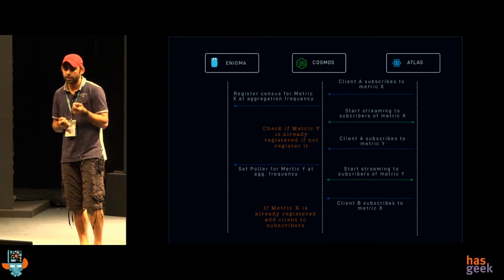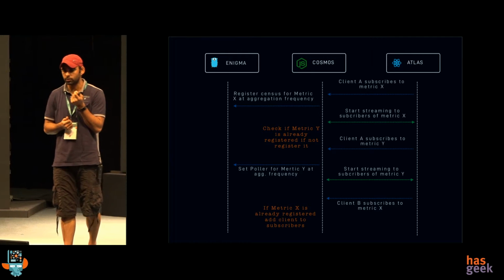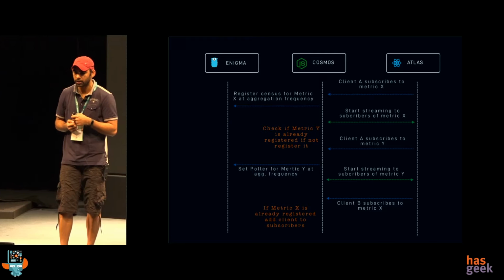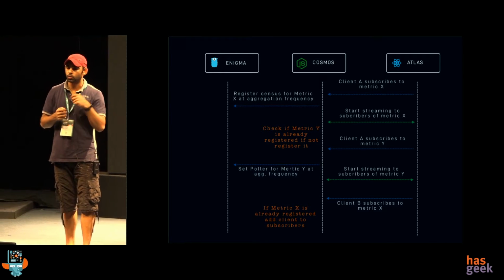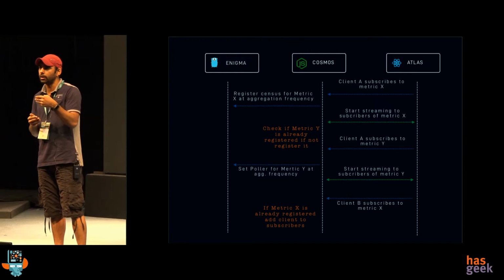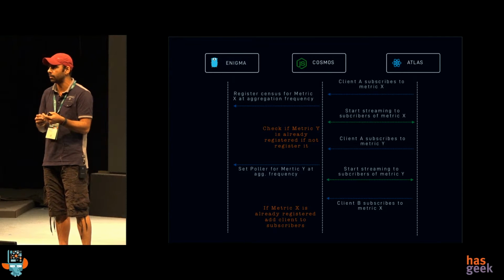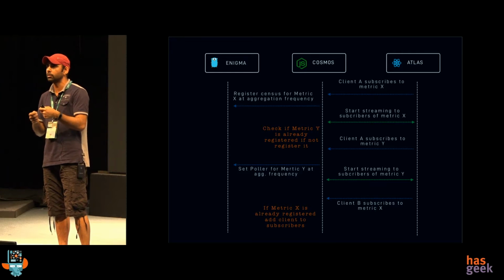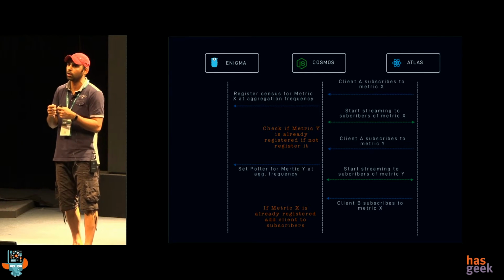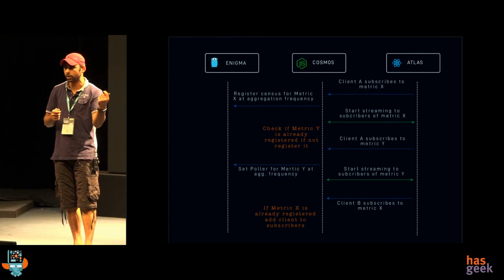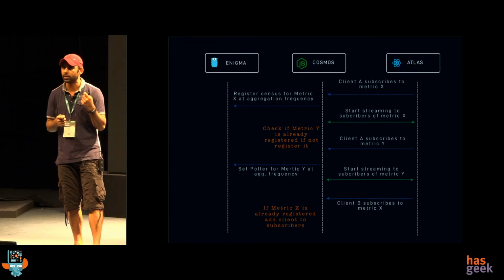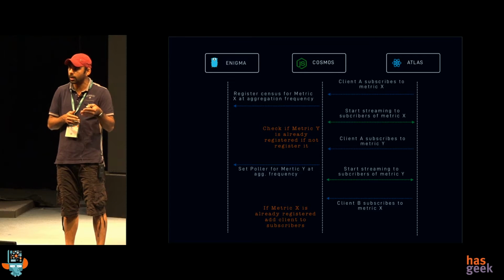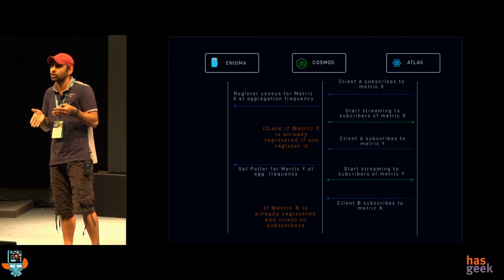Now, again, that client starts to subscribe to metric X. And then let's assume that the client subscribes to metric Y. Cosmos will check if that metric Y is already subscribed, and if it's already subscribed at that particular aggregation frequency, it will start serving the same user with the same frequency. So it's not going to register another call to Enigma to do continuous polling of that particular data. It takes a decision based on whether that particular metric is already subscribed and whether it is subscribed at the same aggregation window.